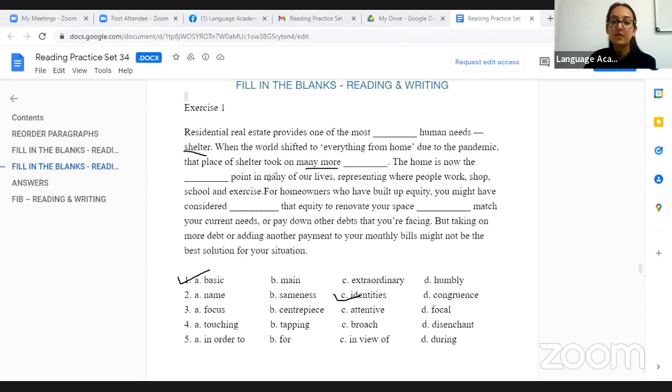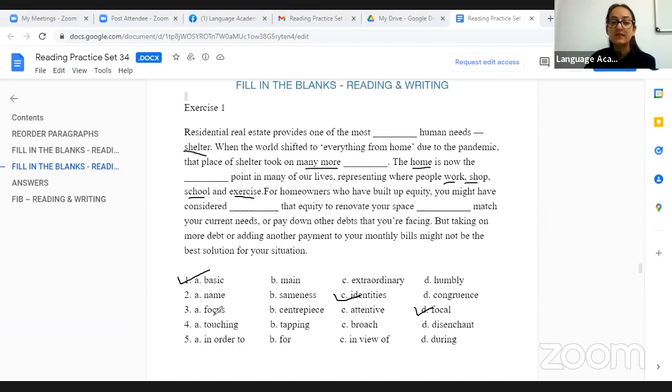The home is now the dash point in many of our lives, representing where people work, shop, school, and exercise. So focal point is a collocation. Focal point is used to refer to a place which is a central place, the main place, when you want to say that this is the most important one. It is also used in reference to a time in life, that this was the focal point in my life, but very rarely. Most of the time it is used for places, and here it is being referred to the place home. This is a central place in everybody's life because people are working from home, shopping from home, getting their education at home, and also exercising at home.